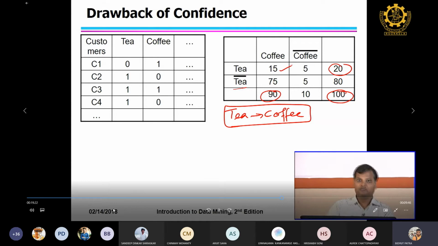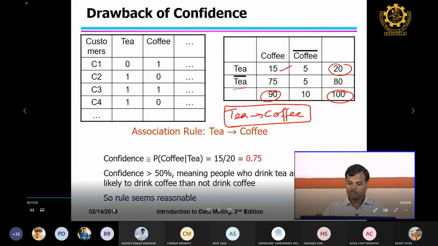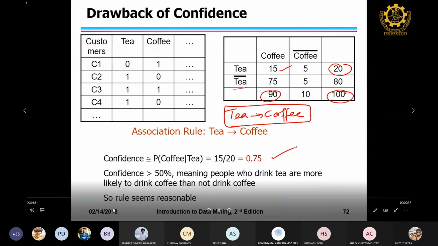So this is 15 divided by 20. So the confidence will be 0.75. A confidence of 75% for a rule is quite good. So basically this is a good, interesting rule. It says that the people who have tea, very likely they will have coffee 75% of the time.